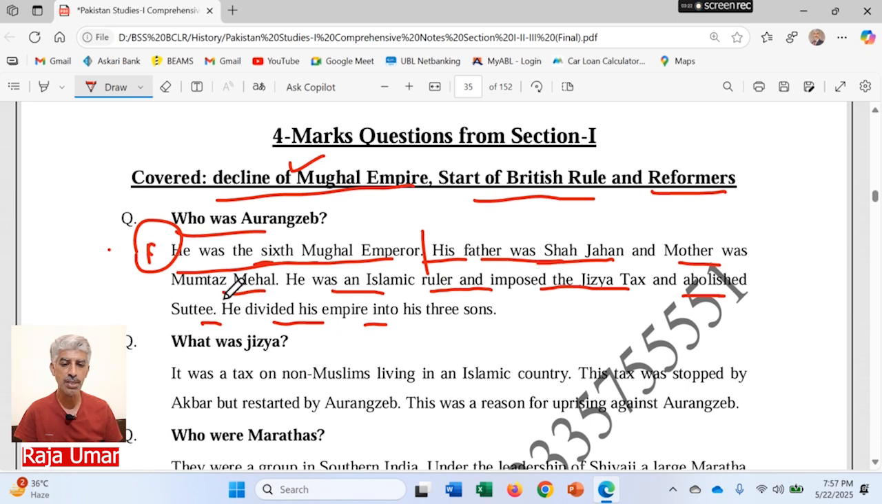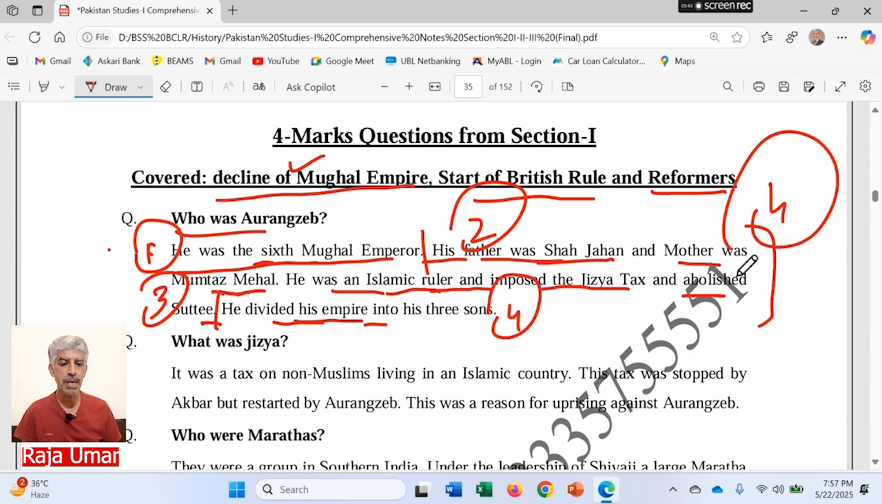His father was Shah Jahan and mother was Mumtaz Mahal, so point number 2 is explained. He was an Islamic ruler and imposed the jizya tax and abolished sati, so this is point number 3. He divided his empire into his 3 sons, so point number 4. So it can be a 4 marks question overall if 4 points are mentioned in the response.